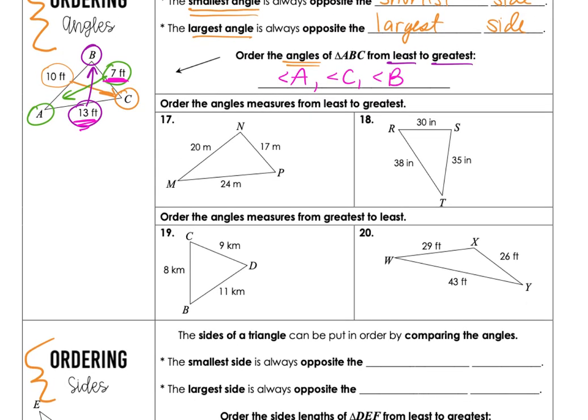So try these two for me. Number 17 says put them in order from least to greatest. Number 19 says put them in order from greatest to least. See if you can order those 2 triangles for me.